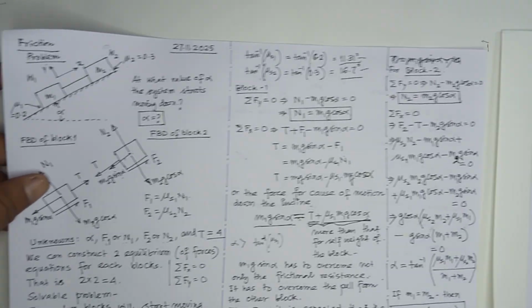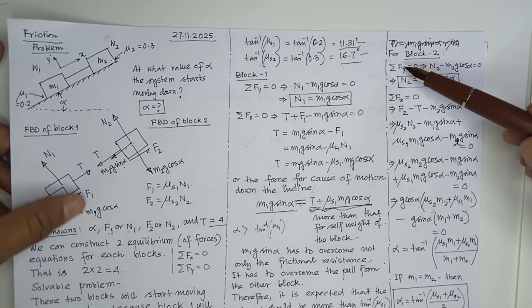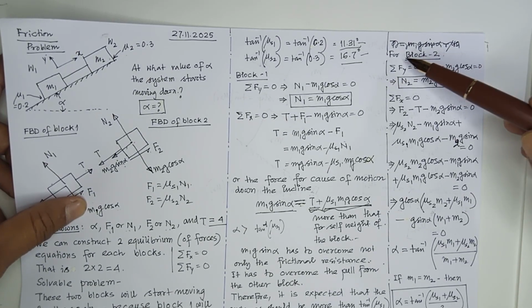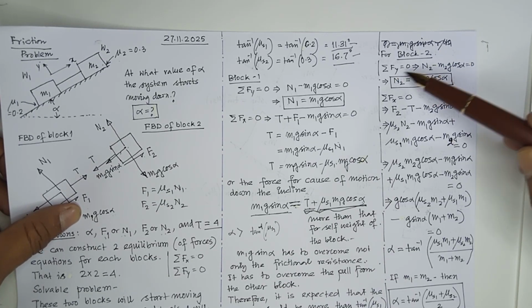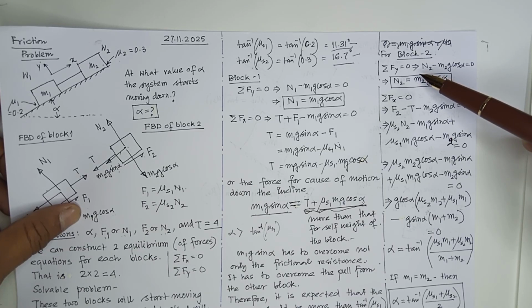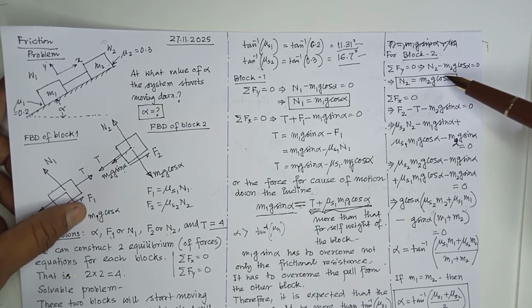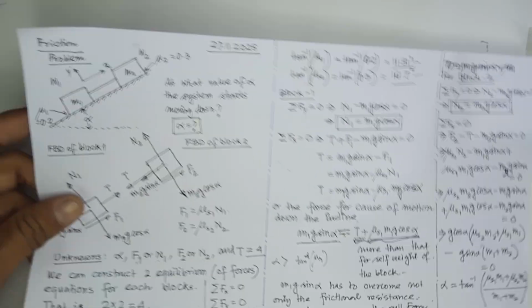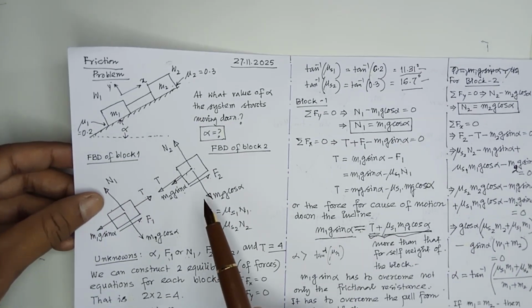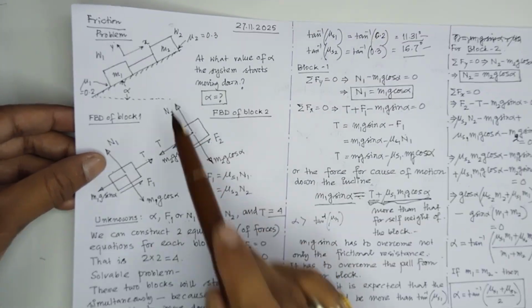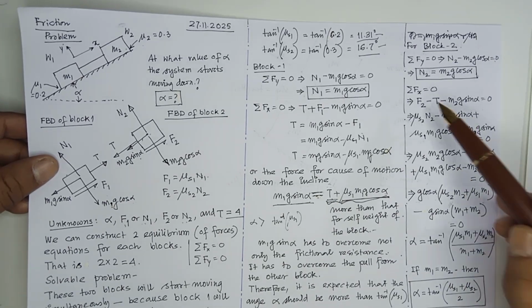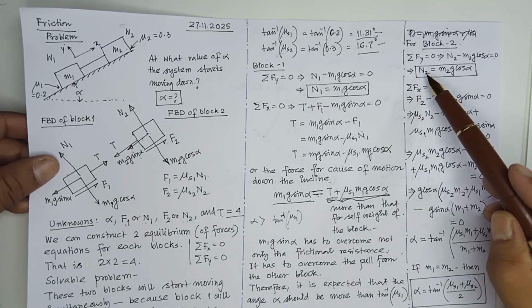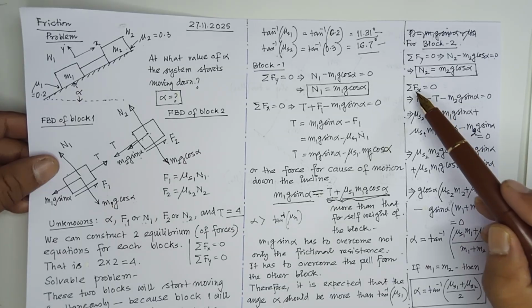Next we will try to see the equations for block 2. So summation fy is equal to 0, that gives n2 minus m2g cos alpha is equal to 0, and n2 is equal to m2g cos alpha.